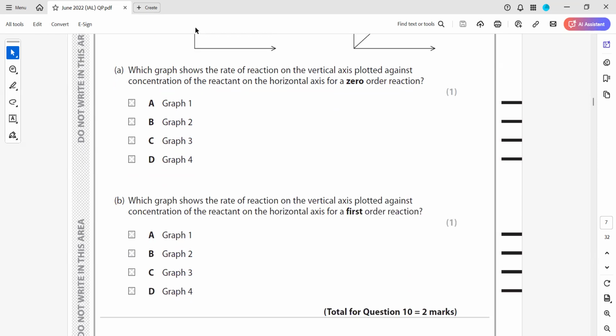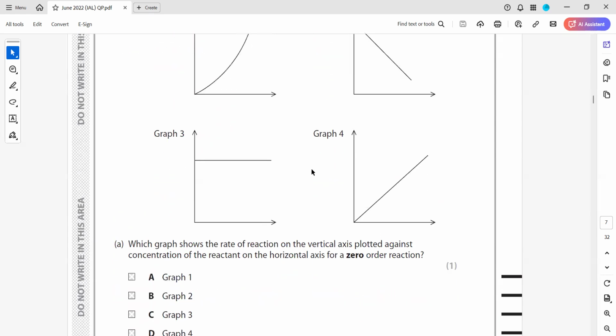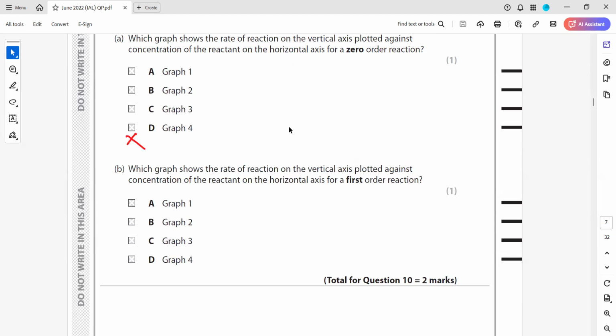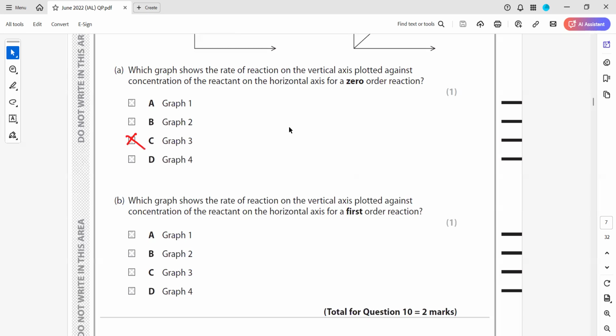And which graph? Oh, sorry, zero order. I thought first order. So zero order, then graph 3. In my mind, I was thinking about first order. Then, which graph shows the rate of a reaction on a vertical axis plotted against the concentration on a horizontal axis for first order? So rate and concentration for first order. Yes, that is D, because we just discussed it. So this will be D.